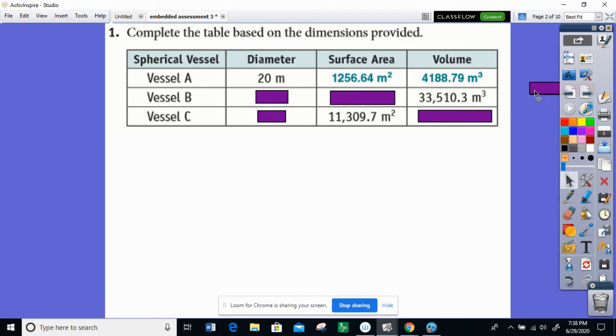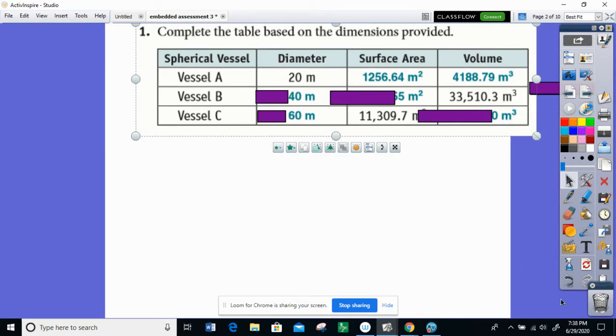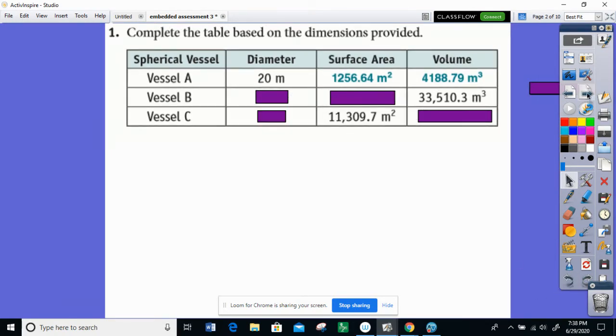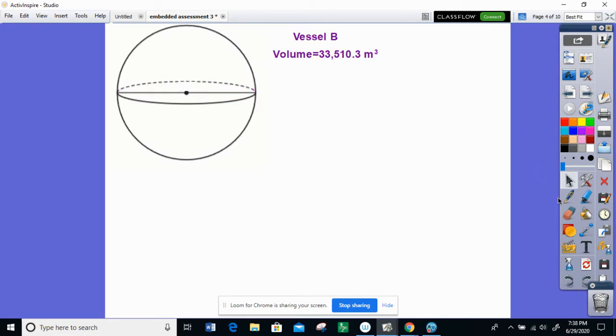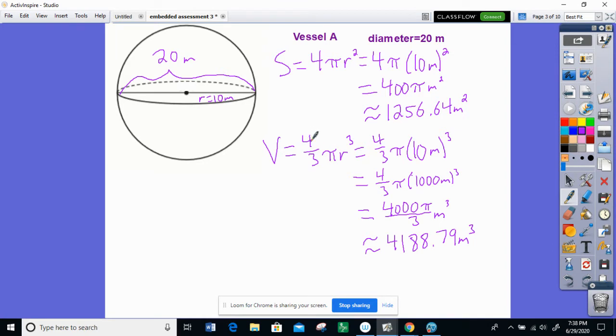For vessel B, they're going to ask us to work backwards, okay? They're going to tell us the volume, and then we are going to need to find the diameter and the surface area. Well, since the surface area depends on the radius, which we can use to help us get the diameter, we're going to solve for what the diameter is first, and then after we know that, we'll be able to solve for the surface area. So let's use that same volume formula that we used right here.